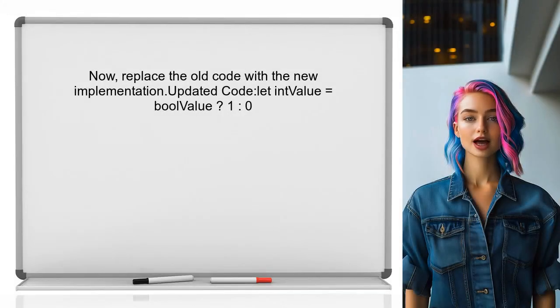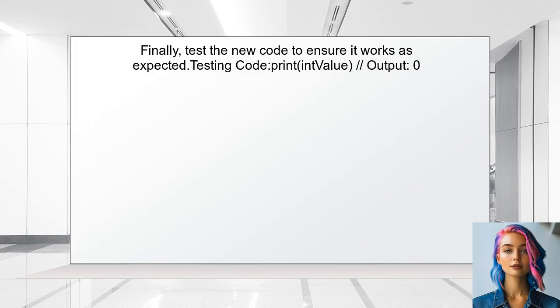state. Now, the user should replace the old code with the new implementation. This will eliminate the deprecation warning and provide the desired conversion from Boolean to integer. Finally, the user can test the new code to ensure it works as expected. They should print the integer value to verify the conversion.